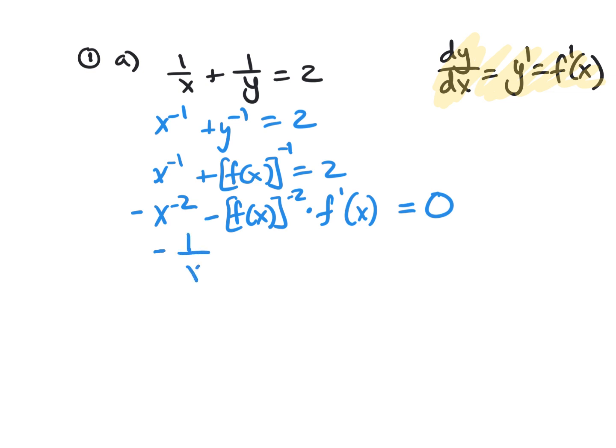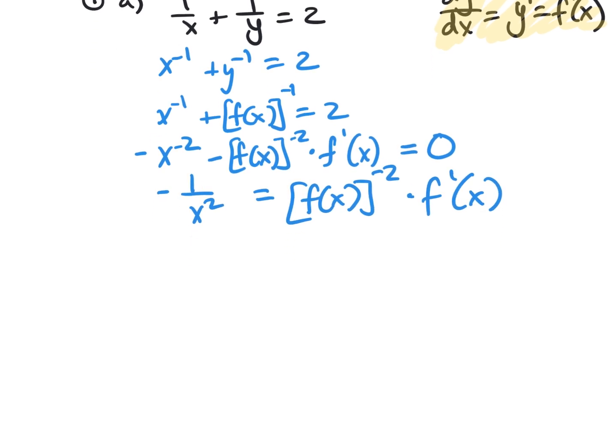So I've got negative 1 over x squared, and I'm going to bring this whole second term to the other side. So it's going to be positive f of x to the negative 2 times f prime of x. Again, I'm going to clean this up even more. And actually, at this stage, before I even clean it up, let's replace f of x and f prime of x with y's. So it's negative 1 over x squared equals y to the negative 2 times y prime. Remember, the goal is to solve for y prime, which is the same as dy dx.